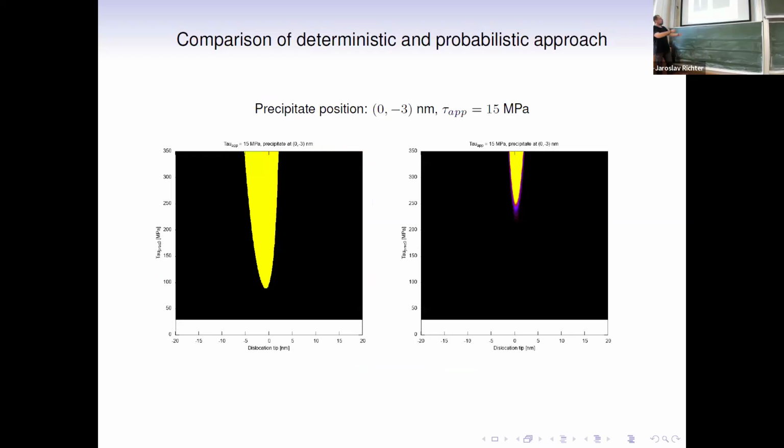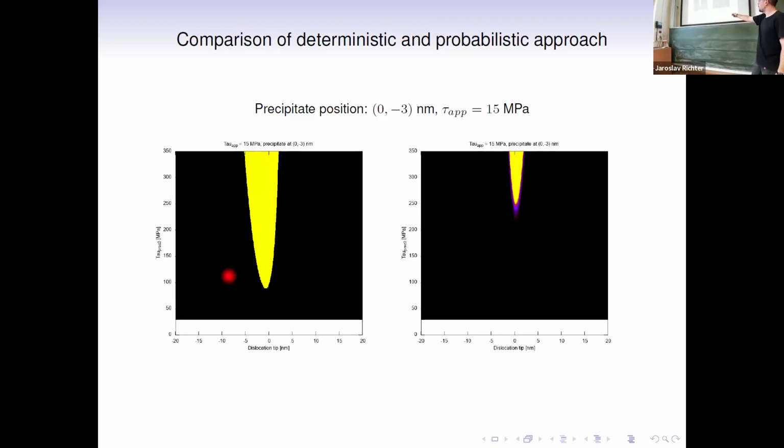One single precipitate inside the PSB channel, and given the applied stress. So here the x-axis was the distance of the tip of the dislocation in the middle of the channel from the precipitate. So the distance between the dislocation and the precipitate. And on the y-axis, I apologize, it's quite a small font, it is actually a stress, a repulsive stress exerted by the precipitate. So distance versus the stress.